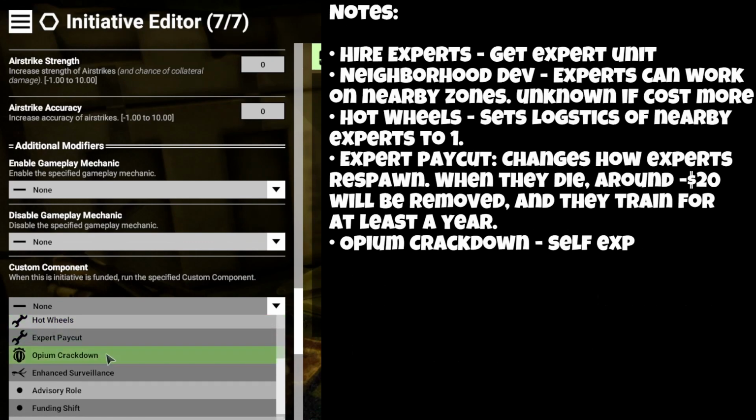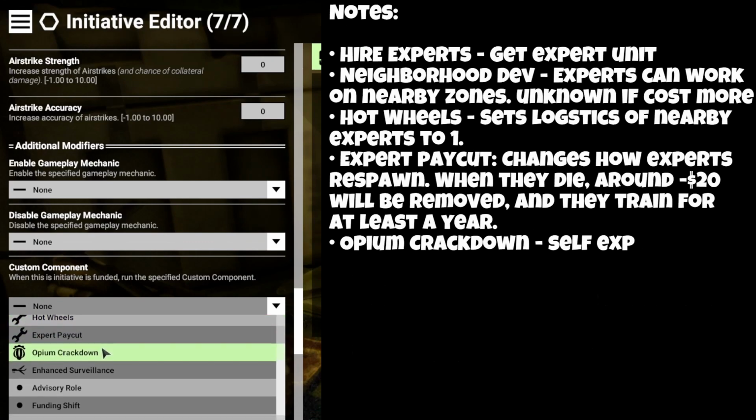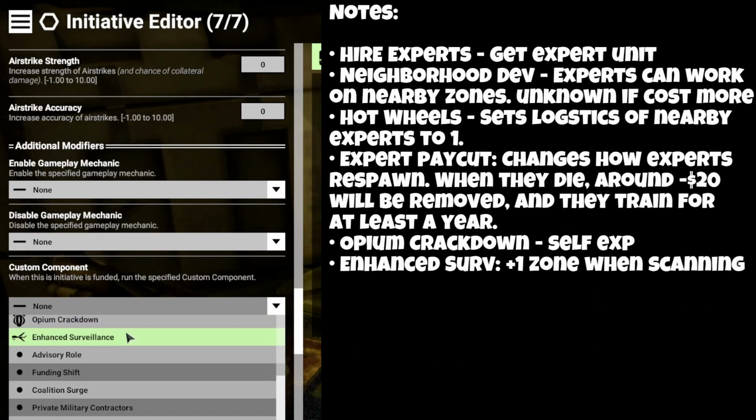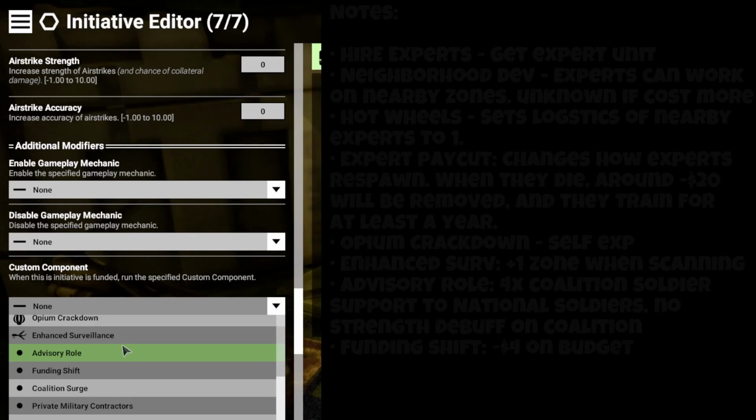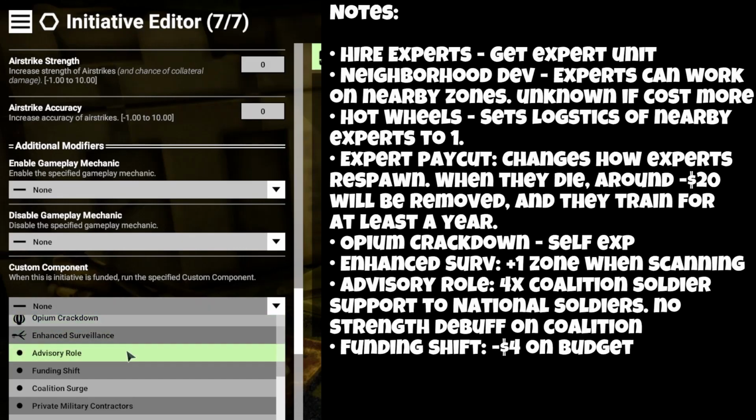Opium crackdown enables soldiers to burn poppies. Opium trail only. Enhanced surveillance. Drones can scan one more zone. Advisory rule. Coalition soldiers are 4 times stronger when supporting nationals. Doesn't affect coalition soldier strength. Funding shift decreases annual budget by $4.